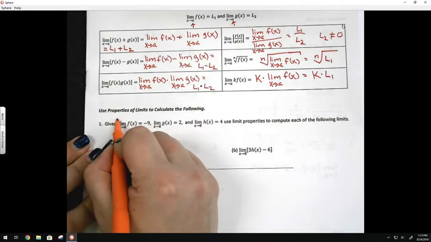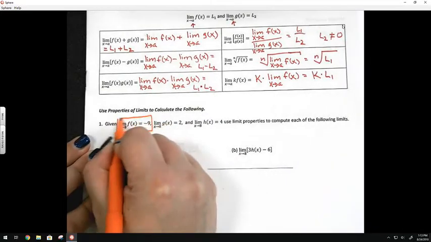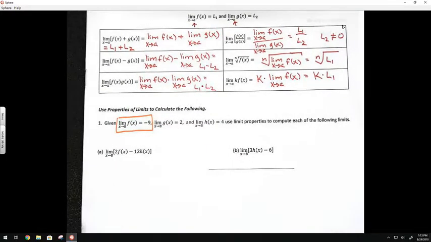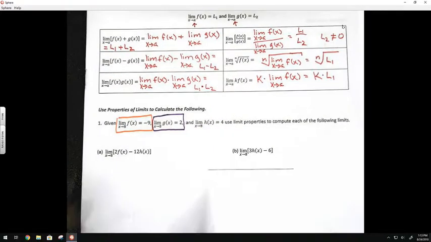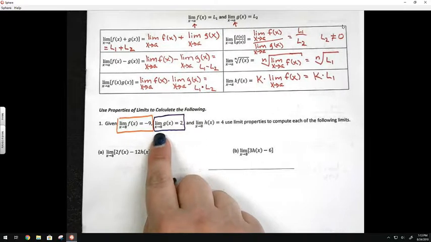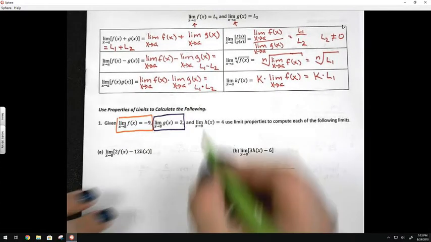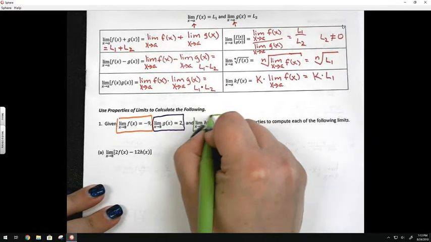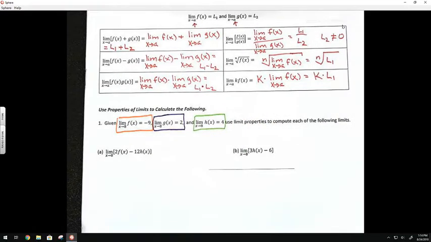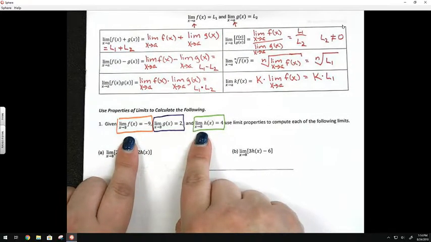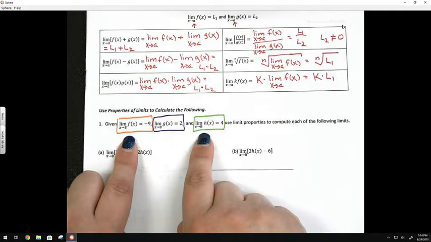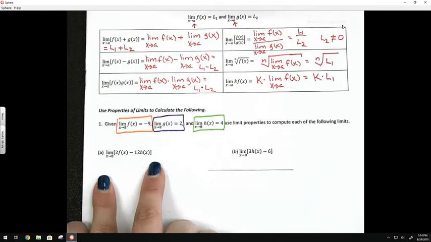But the limit as x approaches 8 of f of x is -9. The limit as x approaches 8 of g of x is 2. Sorry, I should have said that. The limit of g of x as x approaches 8 is 2. And then the limit of h of x as x approaches 8 is 4. So if you notice, I've got 3 different functions, but I'm looking at the limit as x approaches 8 for all 3. Okay, so we're going to take a look and see how we can actually solve a here.